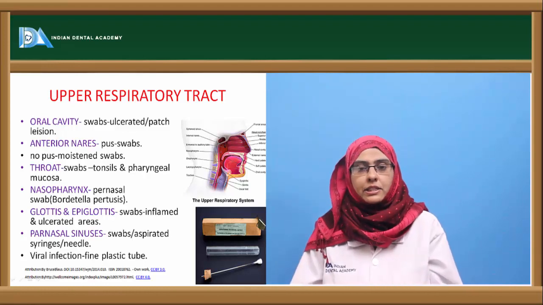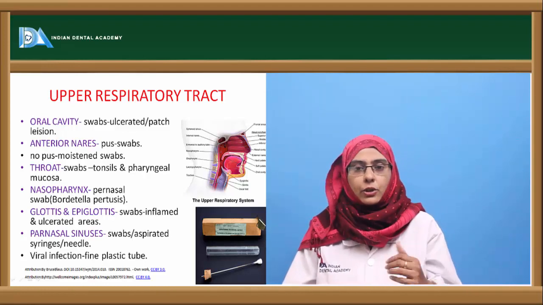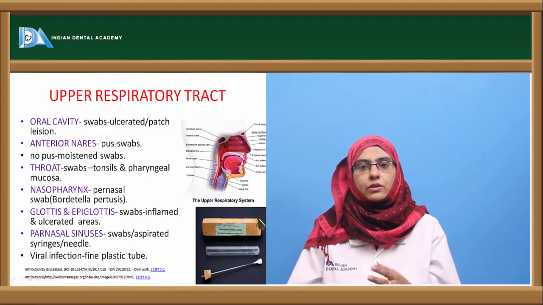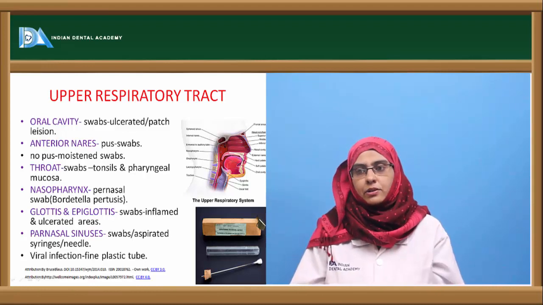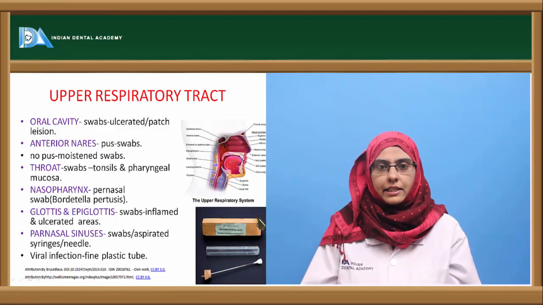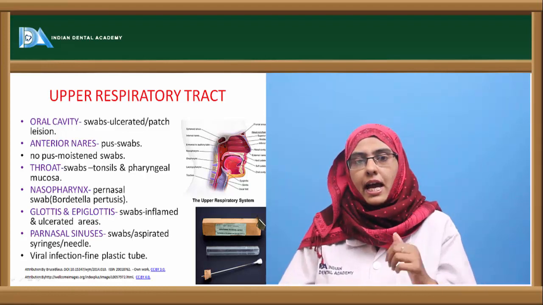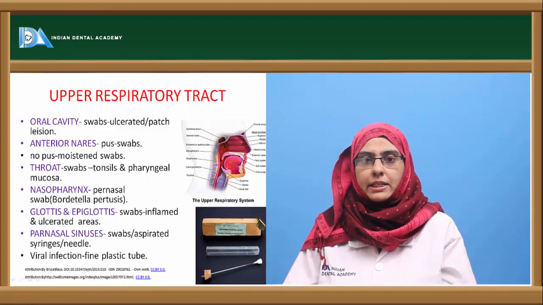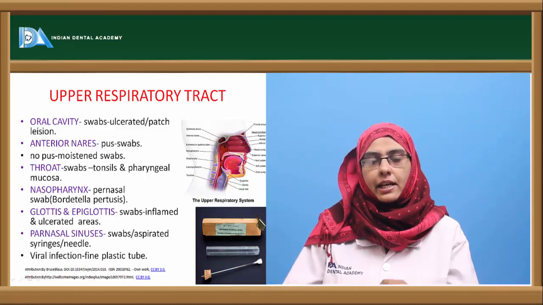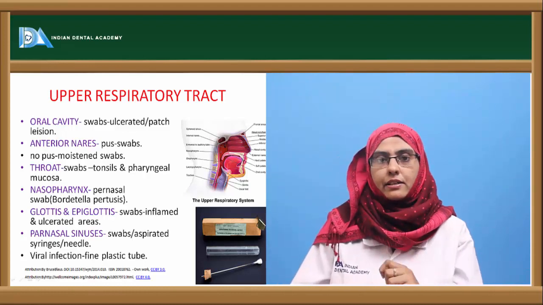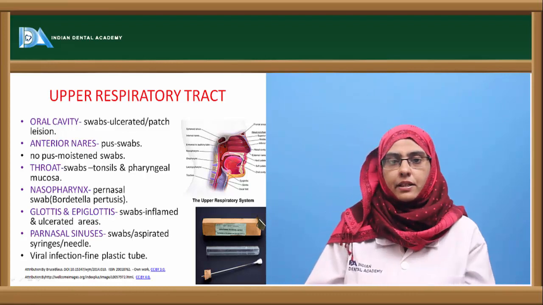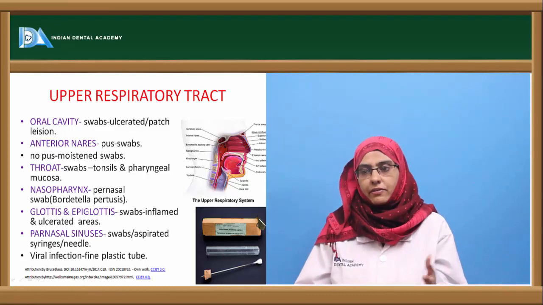So in case of children, special care has to be taken to prevent airway obstruction that results due to laryngeal spasms. Now, next to the paranasal sinuses, again here the swab can be used, or you can also make use of an aspiration method, to aspirate the contents with the help of a syringe or a needle, where the contents are taken up in the syringe or with the help of a needle.